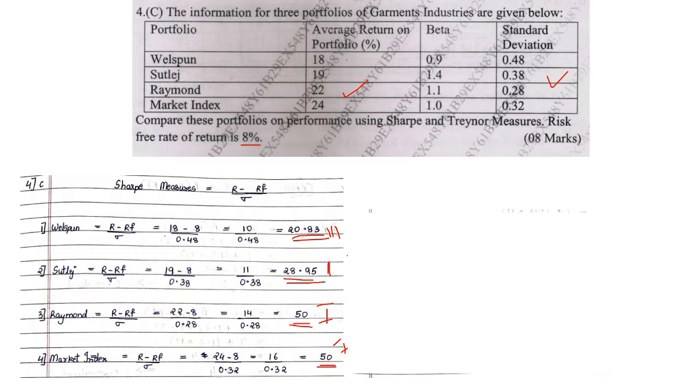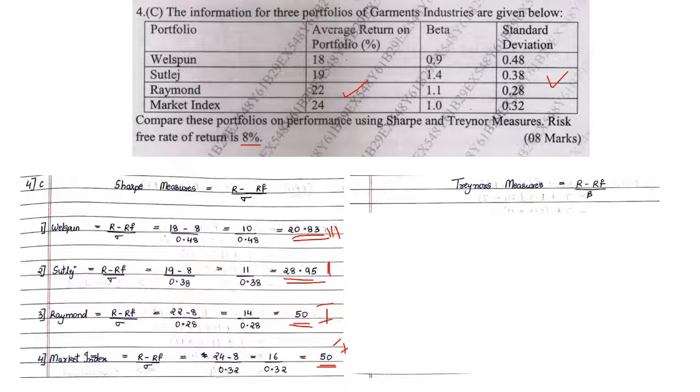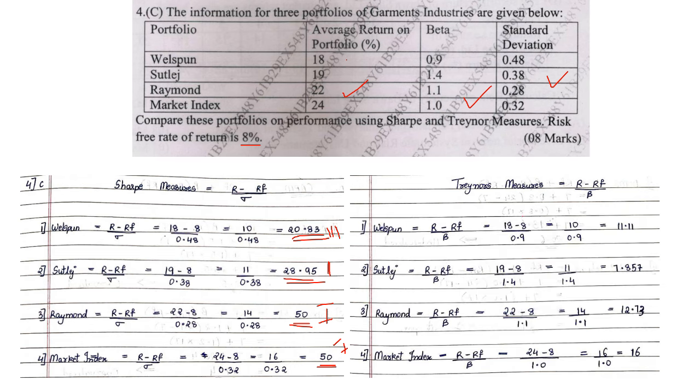Same way now we need to find for Treynor. Treynor formula is return minus risk-free return upon beta. Betas are here. So for Welspun, it will become 18 minus 8 divided by 0.9, which comes to 11.11. 19 minus 8 divided by 1.4, which comes to 7.857. 22 minus 8 divided by 1.1, which comes to 12.73. And 24 minus 8 divided by 1, which comes to 16.